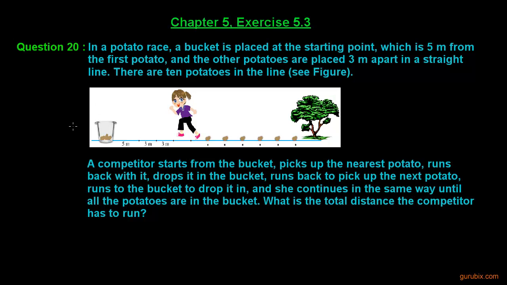This is the 20th question of exercise 5.3 of chapter 5. This question says, in a potato race, a bucket is placed at the starting point, which is 5 meters from the first potato, and the other potatoes are placed 3 meters apart in a straight line. There are 10 potatoes in the line. This is the figure in the question.